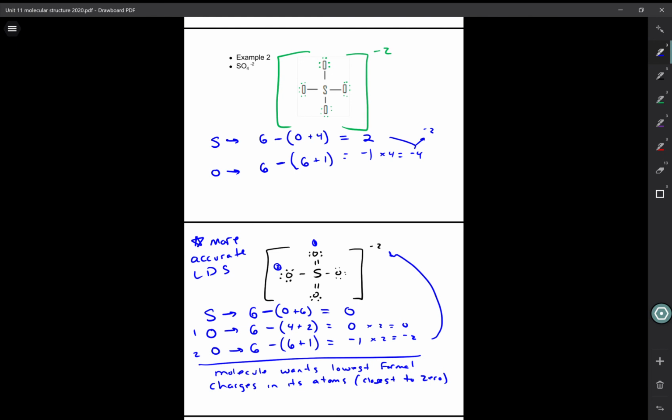Right? So if you can create a molecule with a Lewis structure, figure out the formal charges. If you can do it a different way and it gives you lower formal charges, take that way. Take the one with the lower formal charges. All right, that's everything about formal charges.